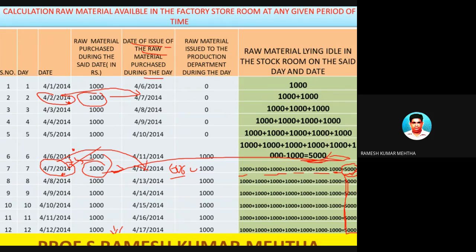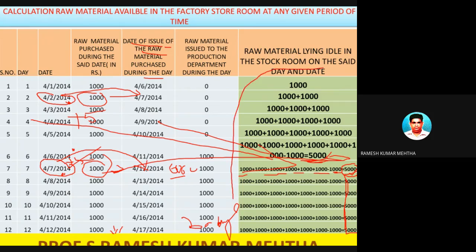It means that at any given period of time, whenever you go into the stock room, you will find 5,000 rupees of raw material lying idle. So the amount of capital which is invested in raw material, which is a component of current assets, is 5,000 rupees. So in the examination, if it is 30 days in place of 5 days, raw material will be issued after 30 days.